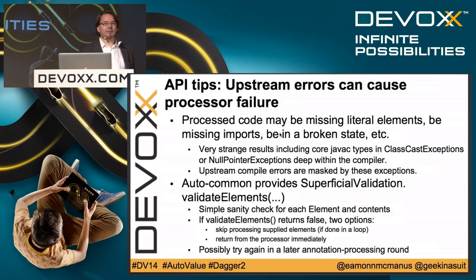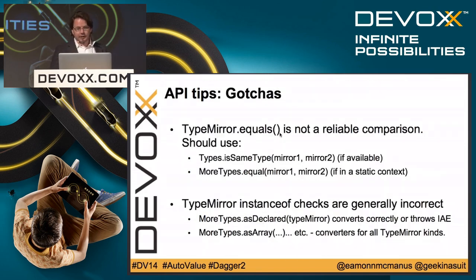So if you know you're going to skip, you need to store the names of those elements somewhere in the processor, because the processor instance persists across rounds. Then in subsequent rounds, you want to check, are there any elements that I've skipped so I can reprocess them? A few other gotchas. TypeMirror's equals method does not work quite so well, or at least not how you would think. So you want to use Types.isSameType if you're going to use the Types utility.